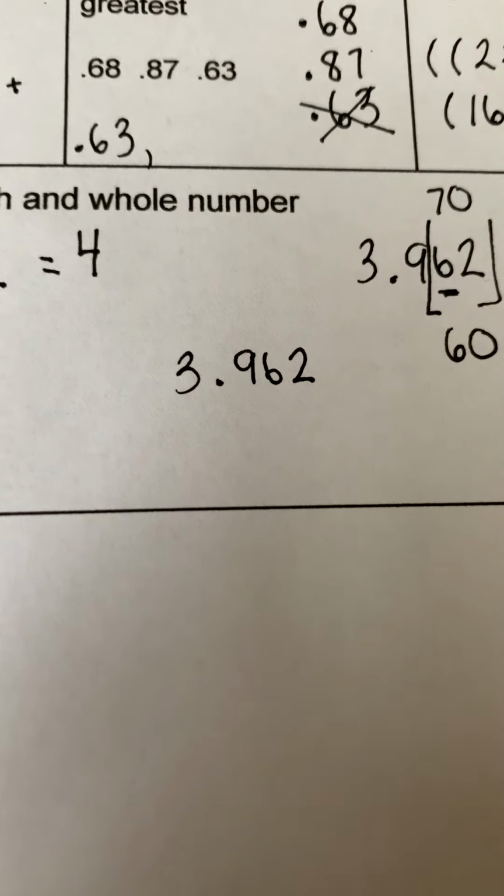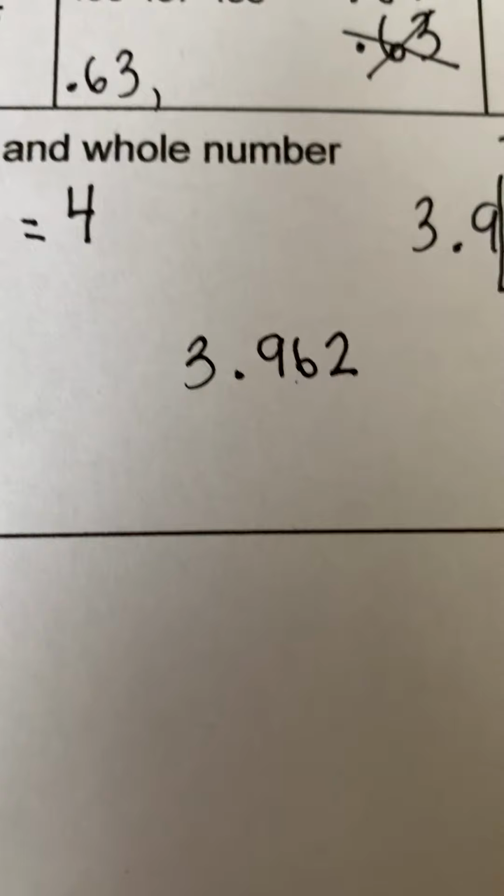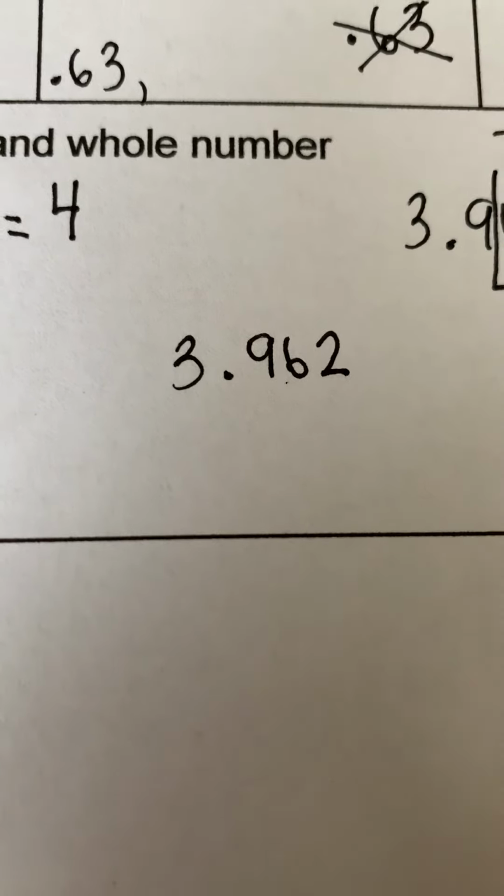3.962. You're going to round this to the nearest whole number. So that means, is it closer to 3 or is it closer to 4?